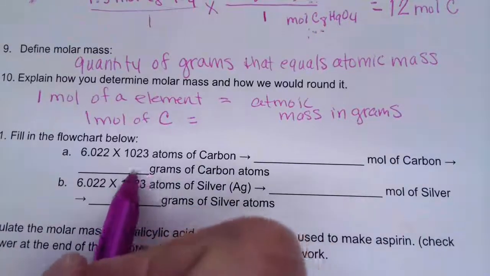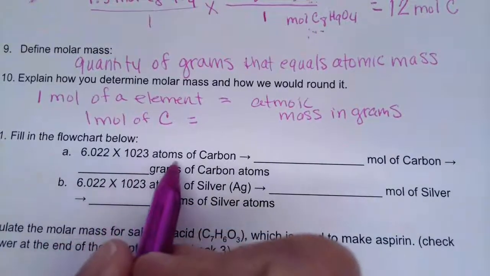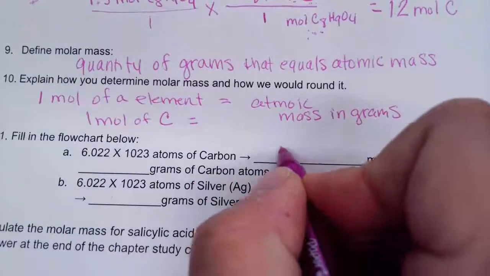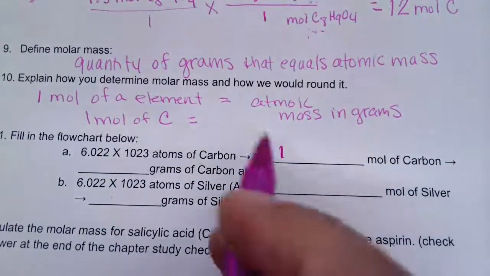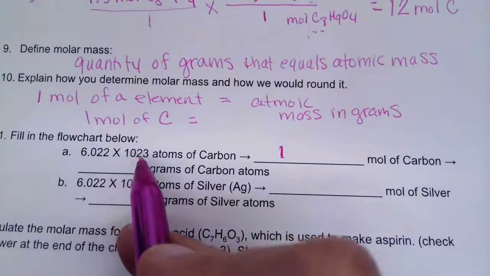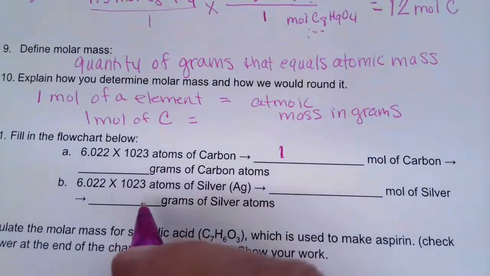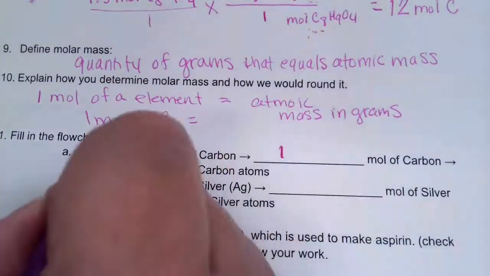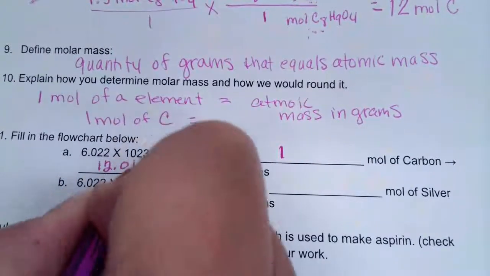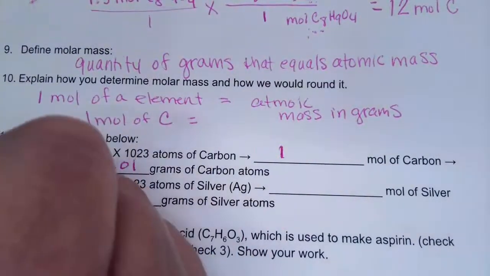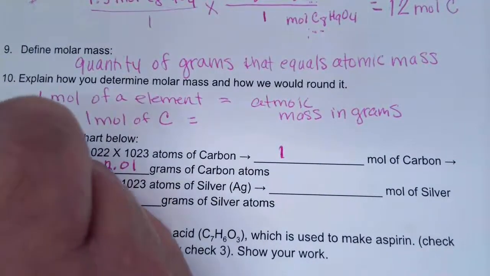So if we have Avogadro's number of atoms of carbon, that equals 1 mole of carbon, right? We talked about that earlier. 1 mole of carbon has 6.022 times 10 to the 23rd atoms in it. And 1 mole of carbon has 12.01 grams of carbon. This is the atomic mass.